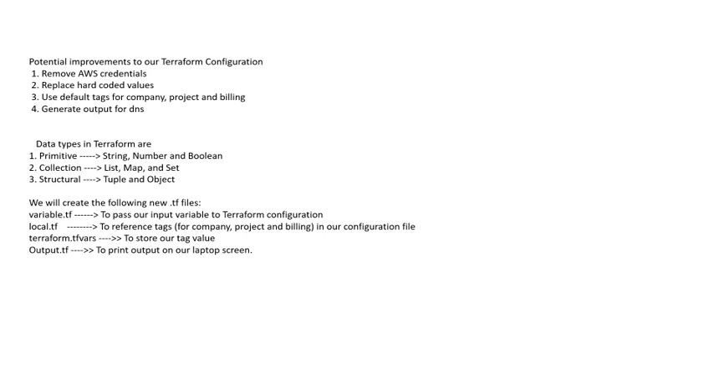We have different types of data types in Terraform. 1. Primitive. This could be string, number, and boolean. Collection: list, map, or set. Structural: we can have tuple and object.